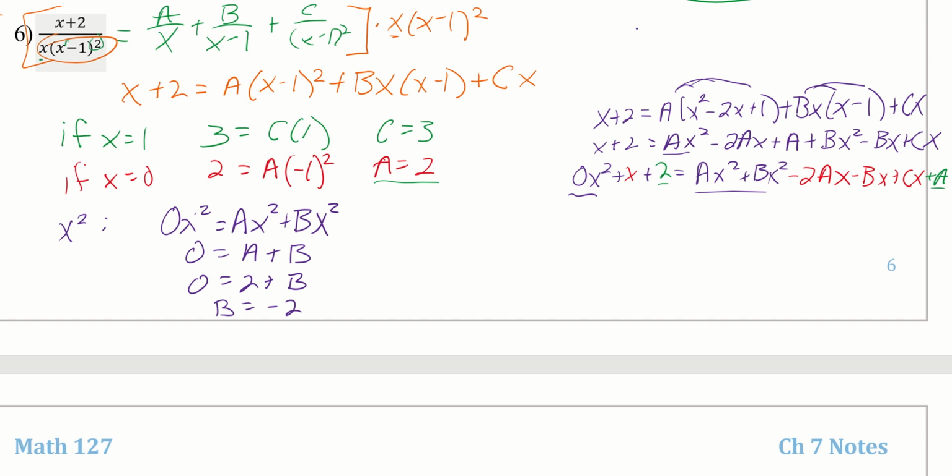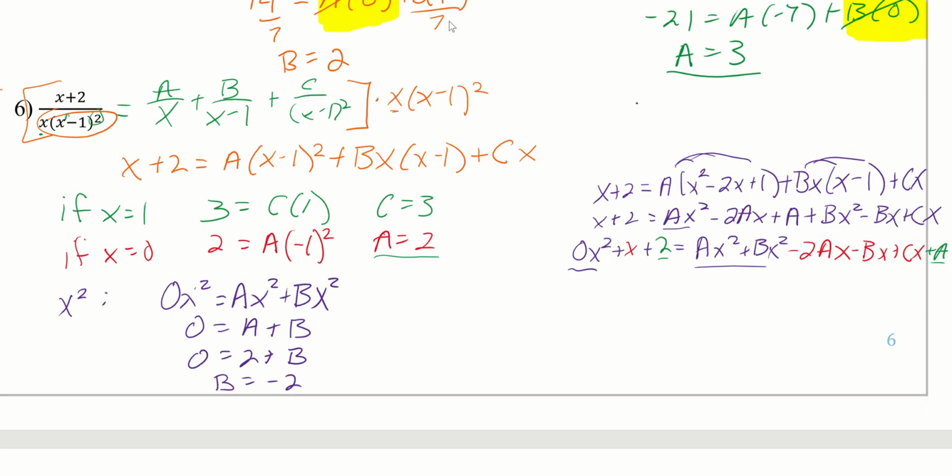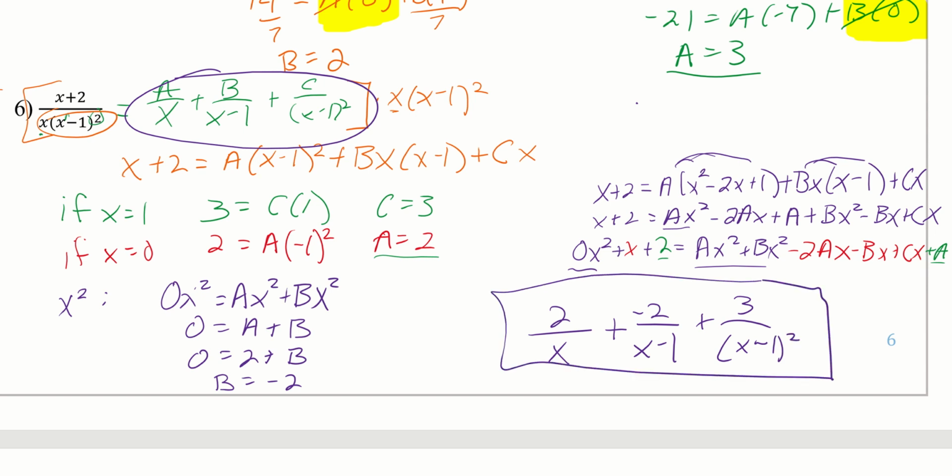And so now I just plug back into this equation up top here. Okay, so I plug them all back in. So back into this equation here. So a is, just be careful, a is 2, so 2 over x. B is equal to negative 2. You could do minus, or a lot of times I'll just do plus, and then negative 2 over x minus 1. And then plus c, which is 3 over x minus 1 squared. So that is your final solution there.